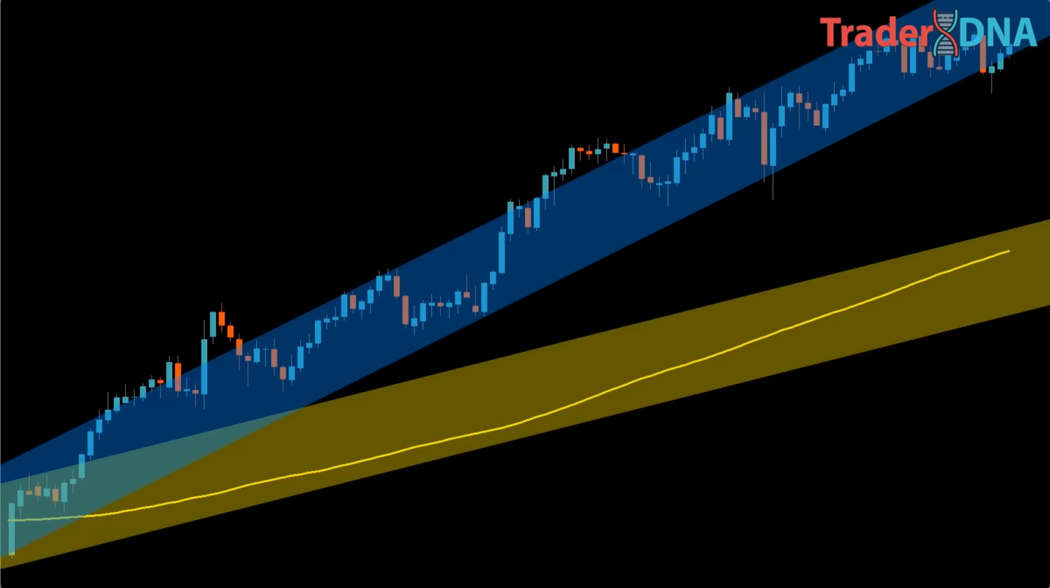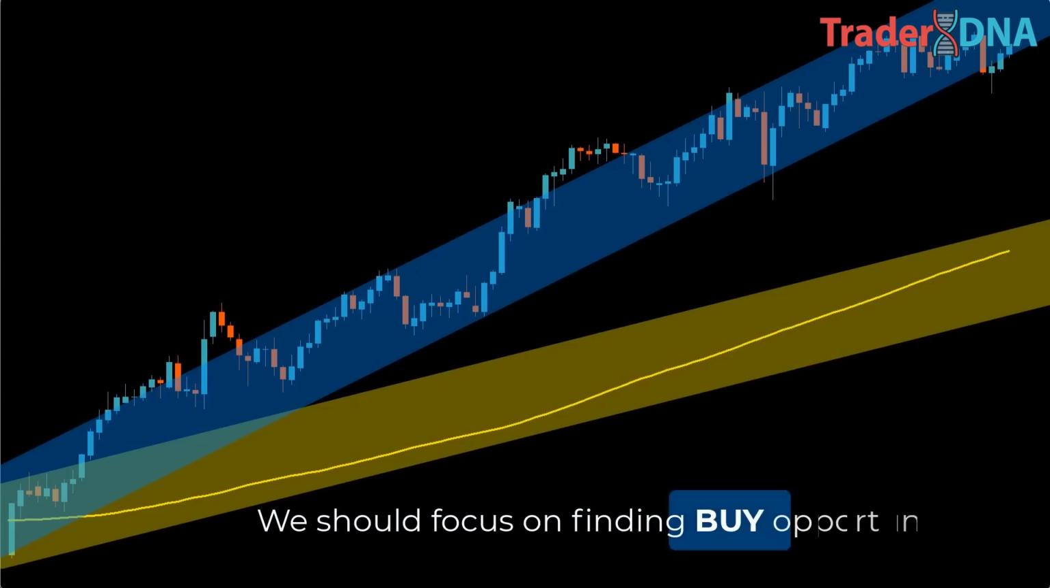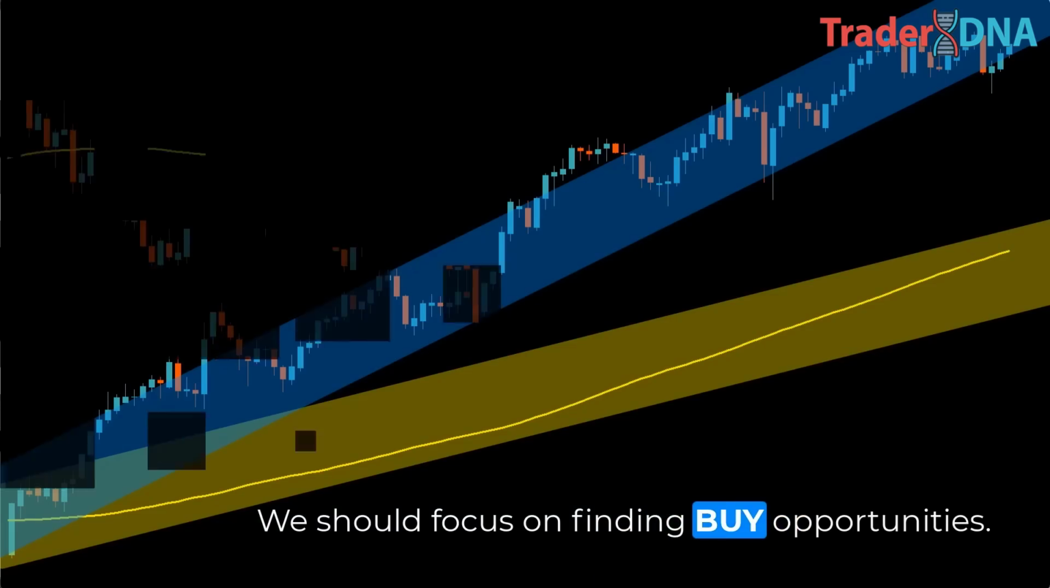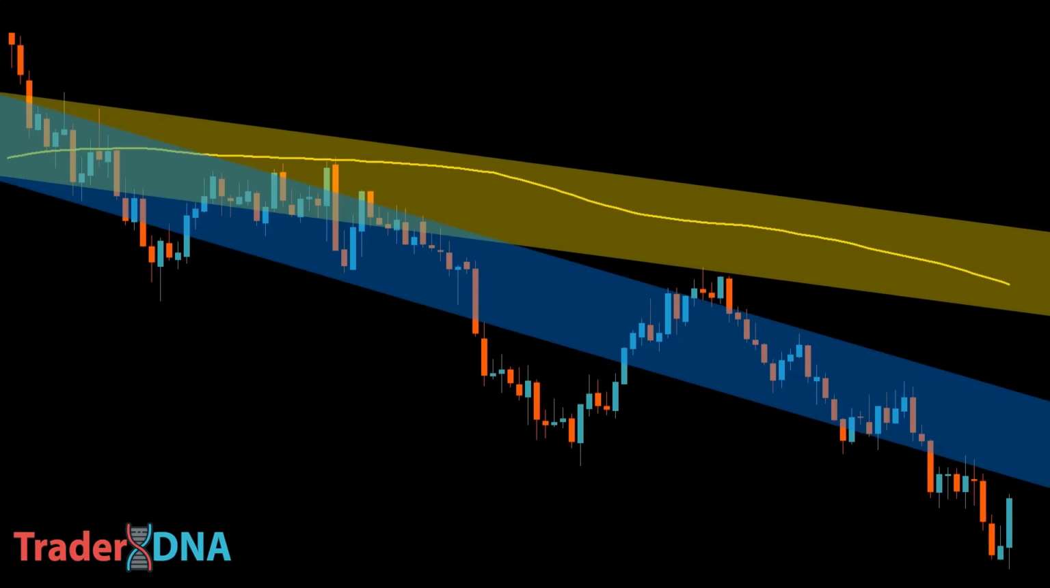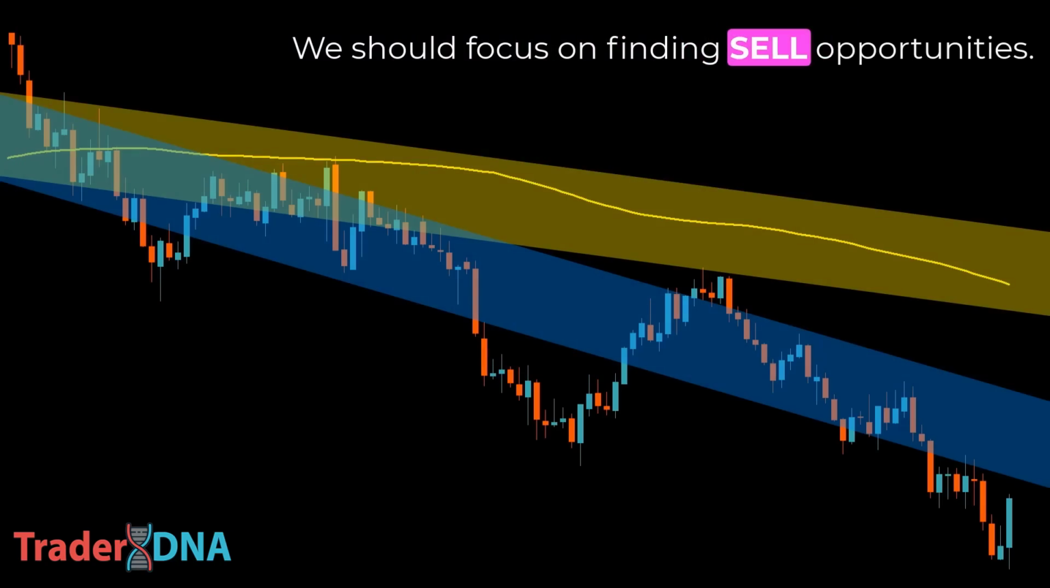As logical traders, we want to trade with a trend, so in this case we should focus on finding buy opportunities. On the flip side, if the price is below the moving average and has remained below it for an extended period, it suggests that the market is in a downtrend. In this scenario, we should be looking for selling opportunities.